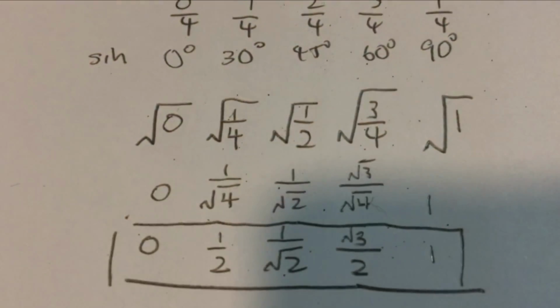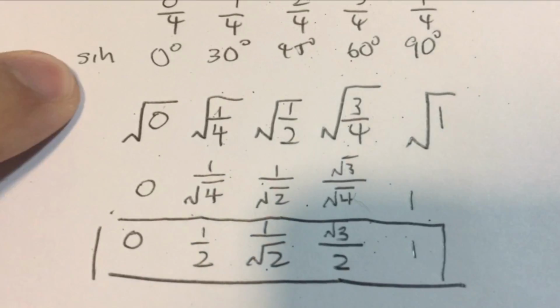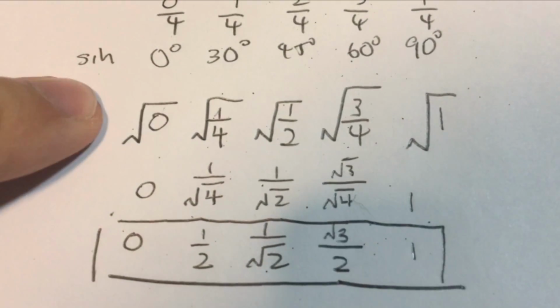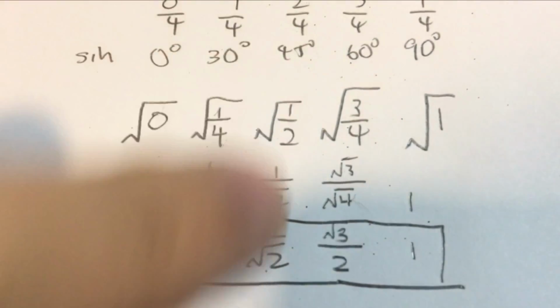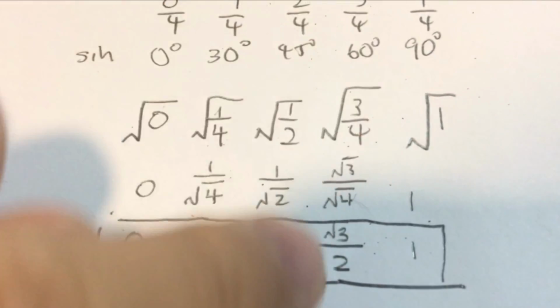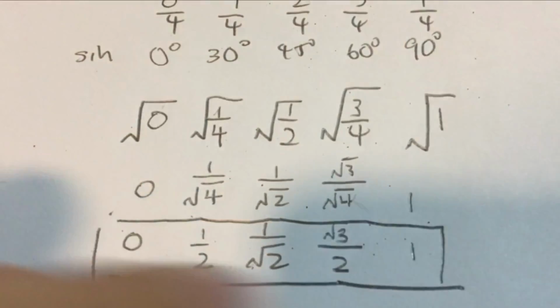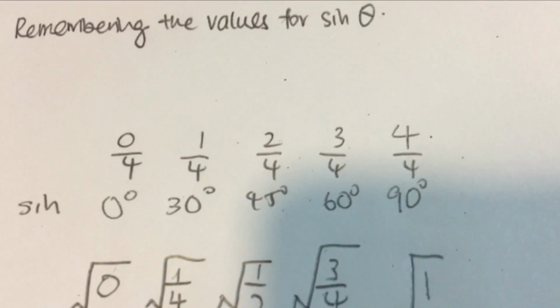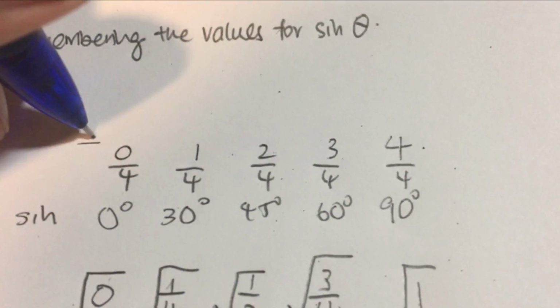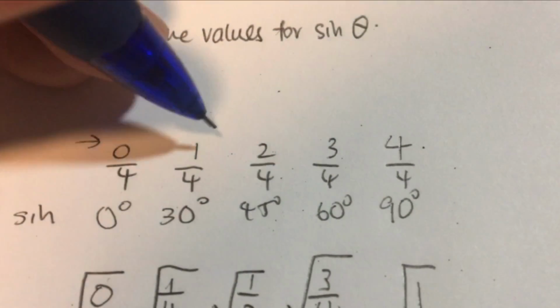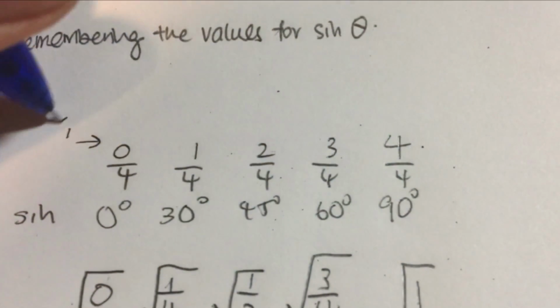The final values: sine 0 is 0, sine 30 is half, sine 45 is 1 over square root 2, sine 60 is square root 3 over 2, and sine 90 is 1. Let me repeat the steps again. Step number 1, write down 0, 1, 2, 3, 4.